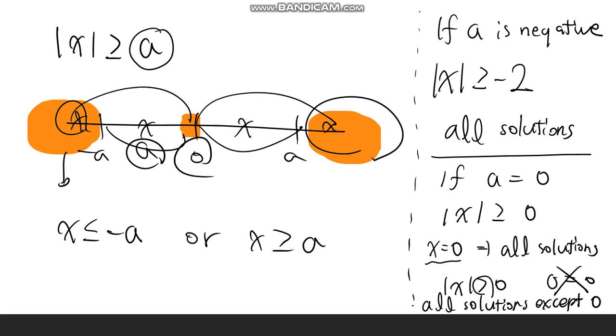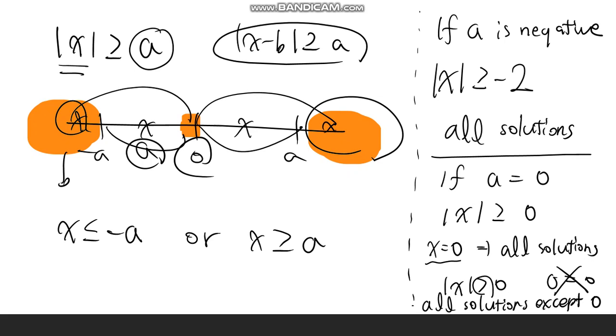Again, this could be given as the absolute value of x minus b is greater than a. Now, you can just add b to each side and then simplify that. I'm not going to do that.